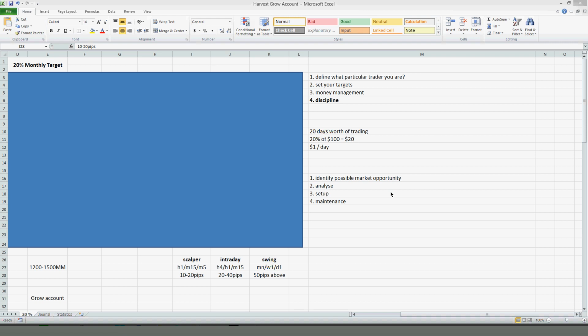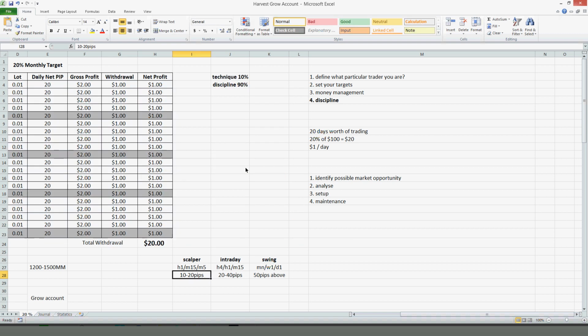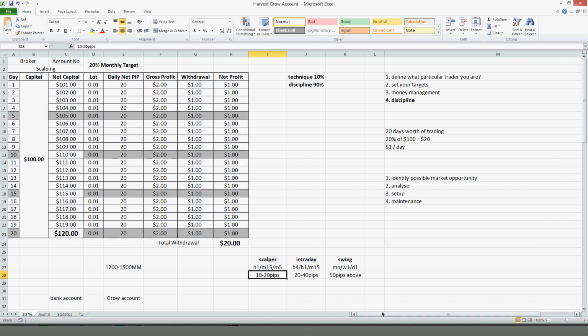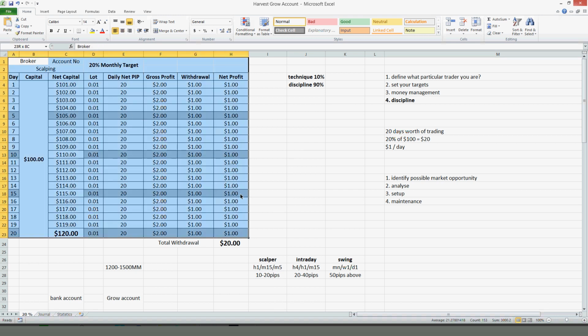All right, so let me just share this bit over here. So now that I already have my trading style and my targets, I now need to do my money management, which is what I do over on this side.